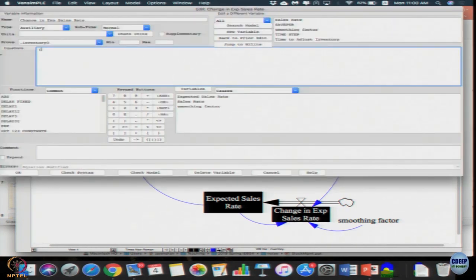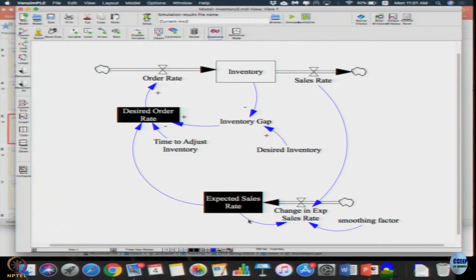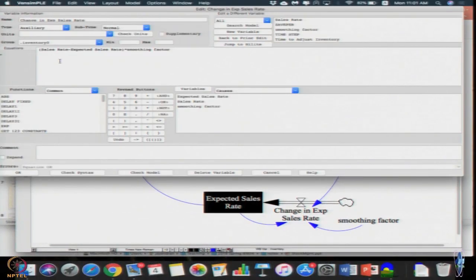Change in expected sales rate is sales rate minus expected sales rate multiplied by the smoothing factor, because I am just adjusting it based on the current value of the stock. So, as sales rate increases, my expected sales rate also needs to increase. That is why you are doing sales rate minus the expected sales rate multiplied by the smoothing factor of 0.2. Oops, the unit of this is kg per day.